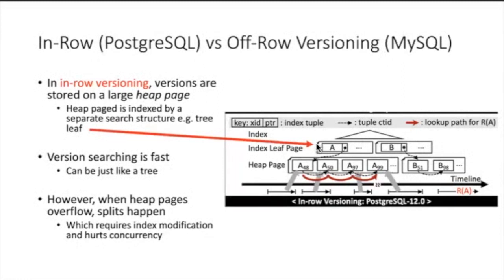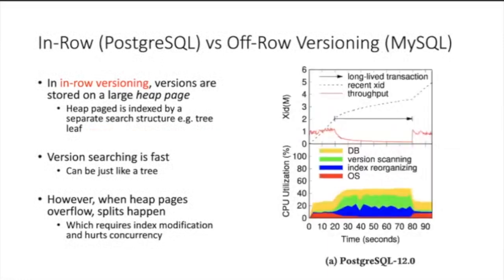So if we want to find a version in the heap page or the heap file, it could be very quick because it's already indexed. But the problem is that if we have a lot of new versions in this heap page or this heap file, the pages are going to get full and we're going to have to split. And while we're splitting, we need to lock the tree, and it hurts concurrency while we split.